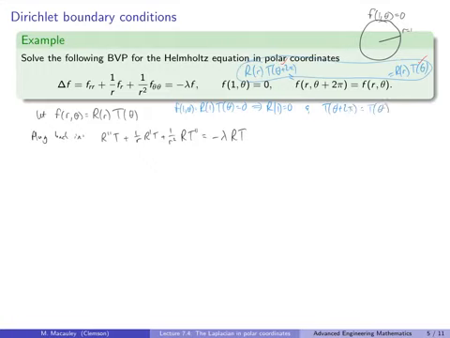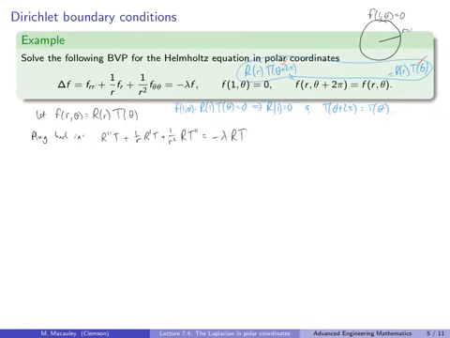And it should make sense why this is true. Our function f is periodic in theta. And so if it splits up as a function of the radius and a function of theta, then that function of theta better be periodic as well. Okay, so these are our boundary conditions.